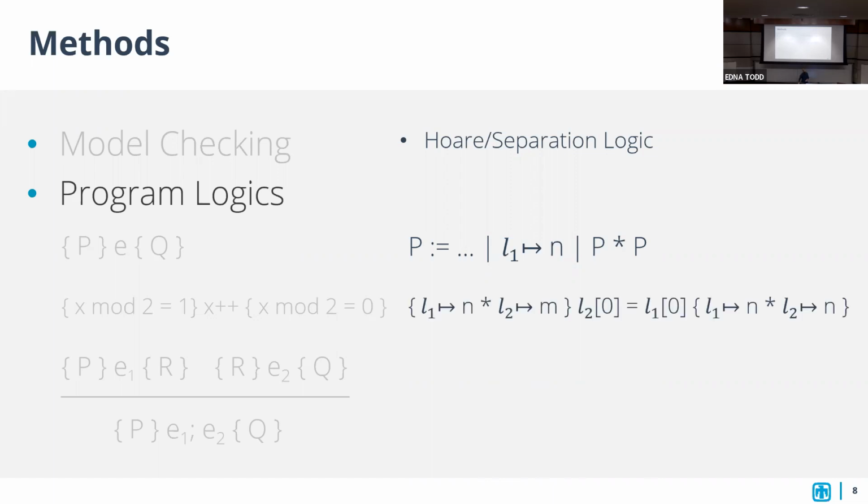So what does this look like? If I have two locations, one pointing to N and two pointing to M, and then I assign the value at 1 to 2, then they'll both be pointing to the value that was at 1. Does that make sense? So this is the way your heap evolves. But you see the key is that it's saying that those two locations are separate in the heap.